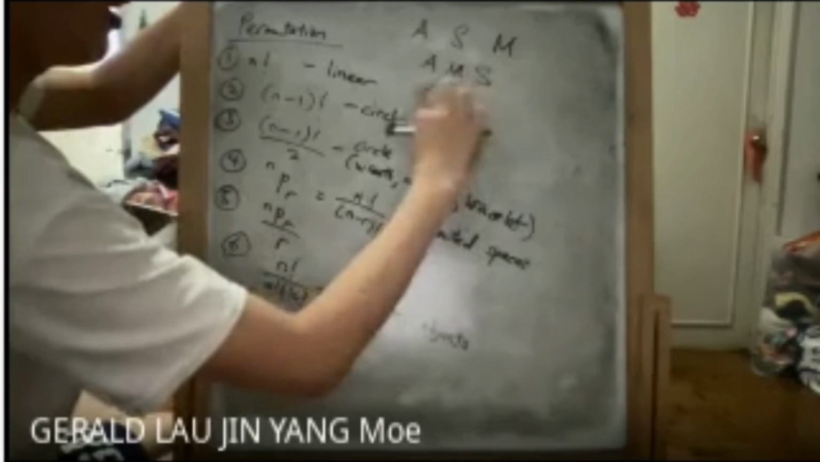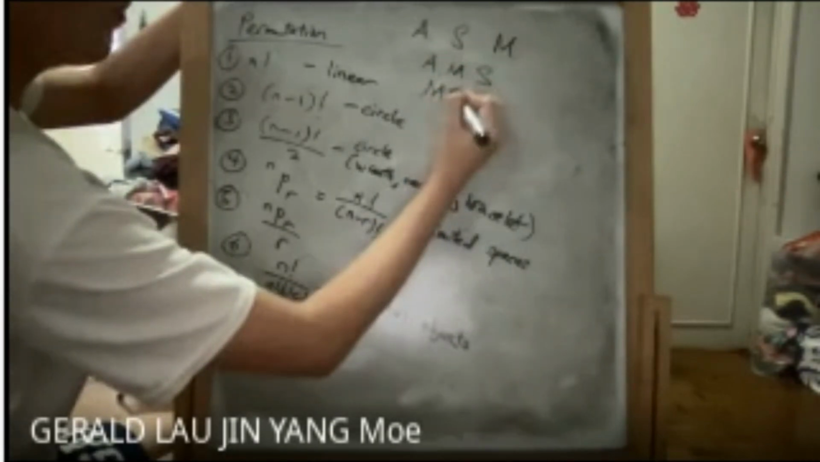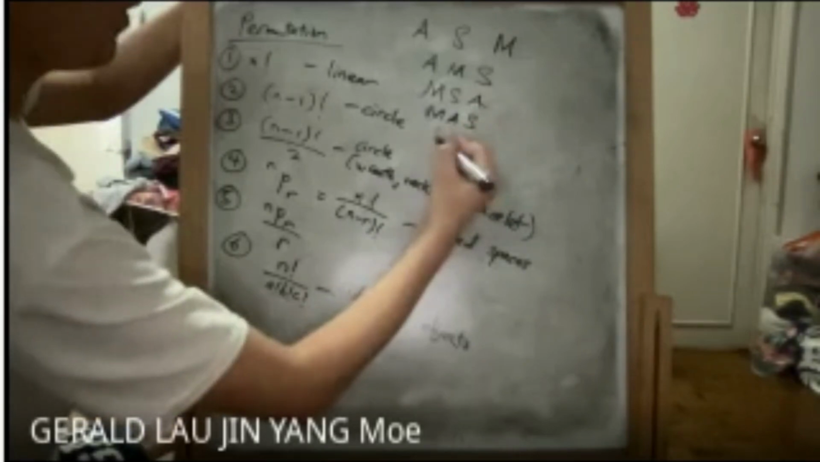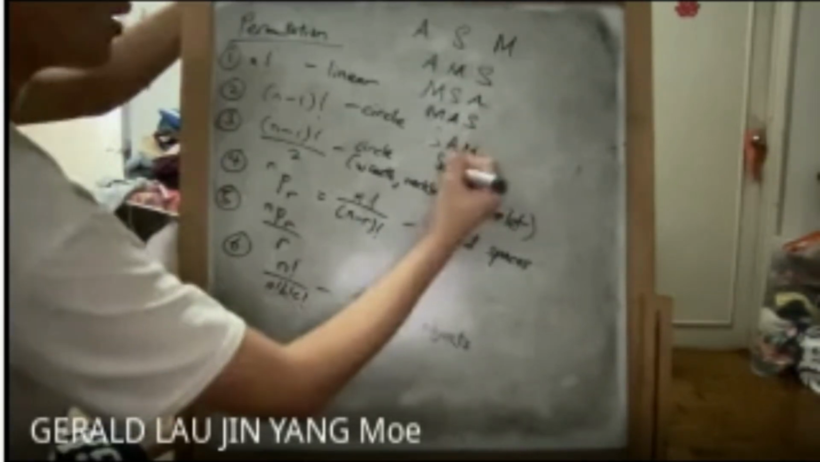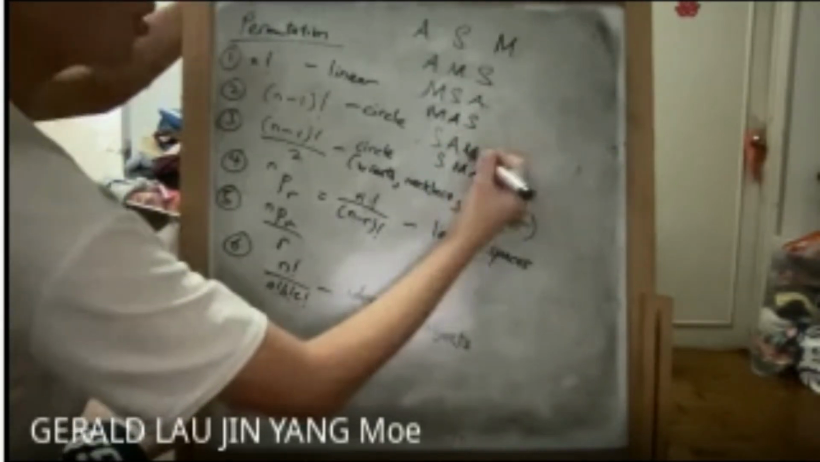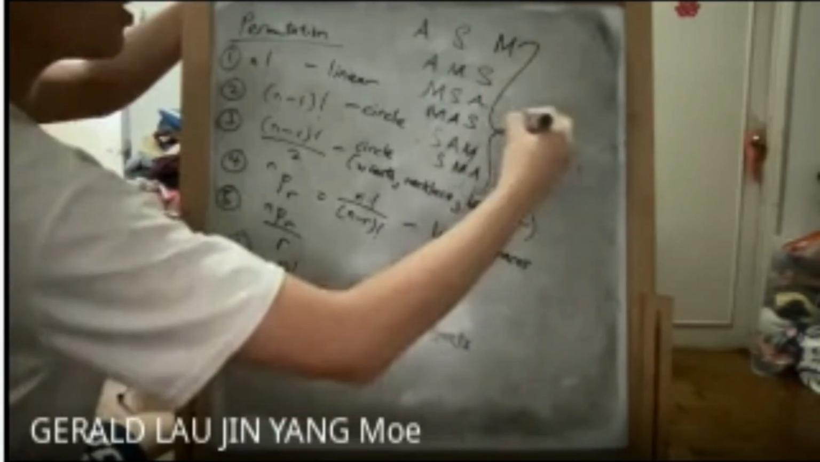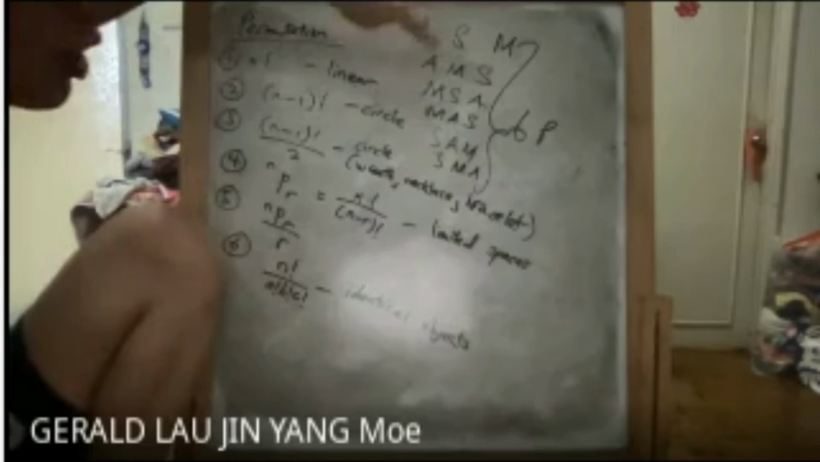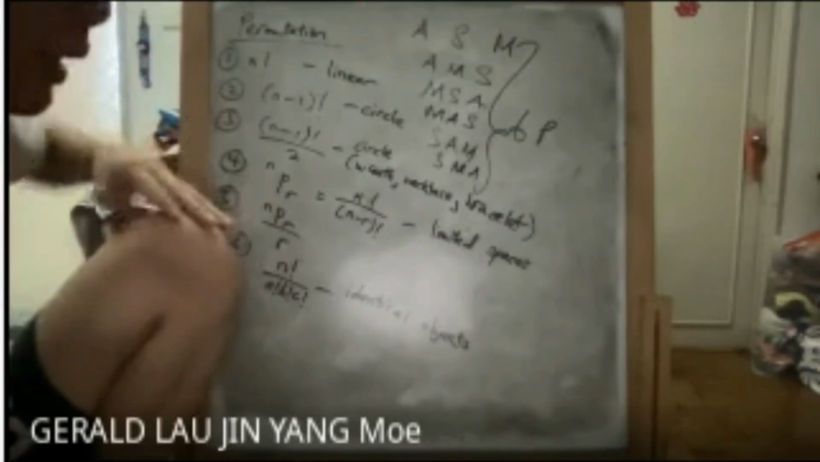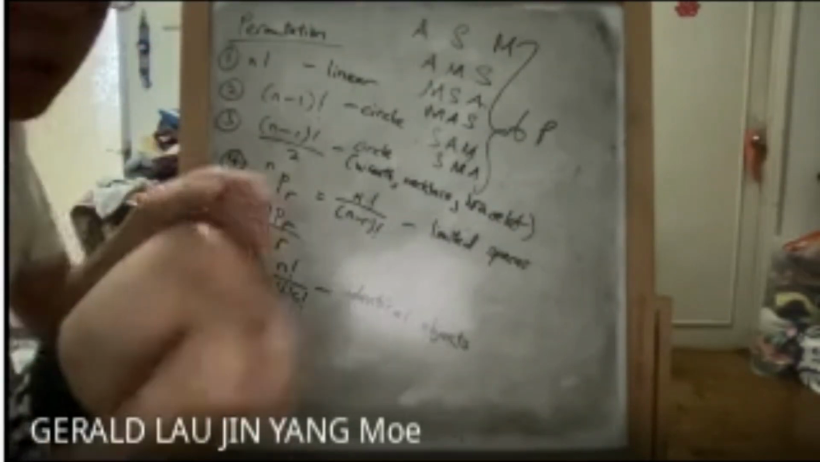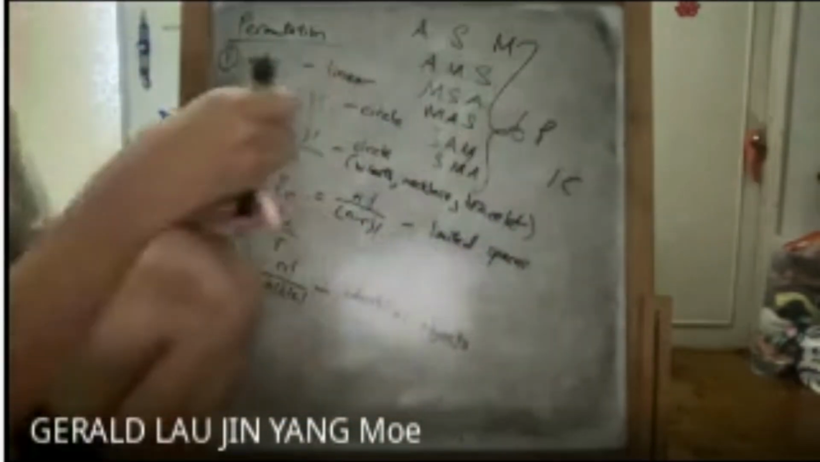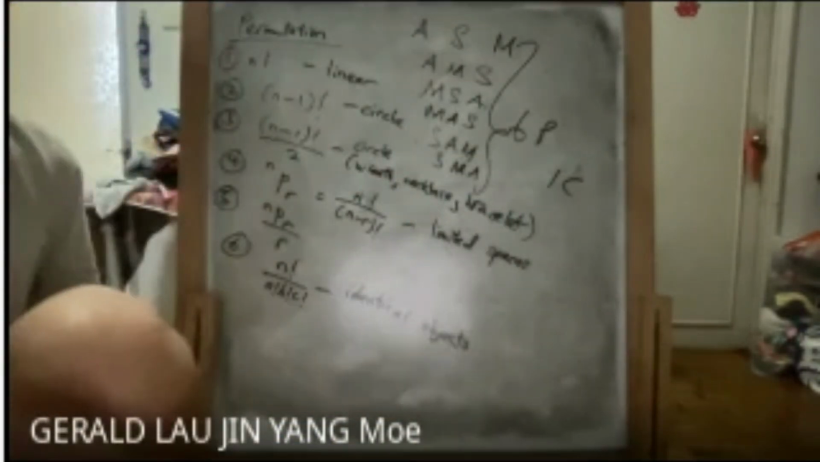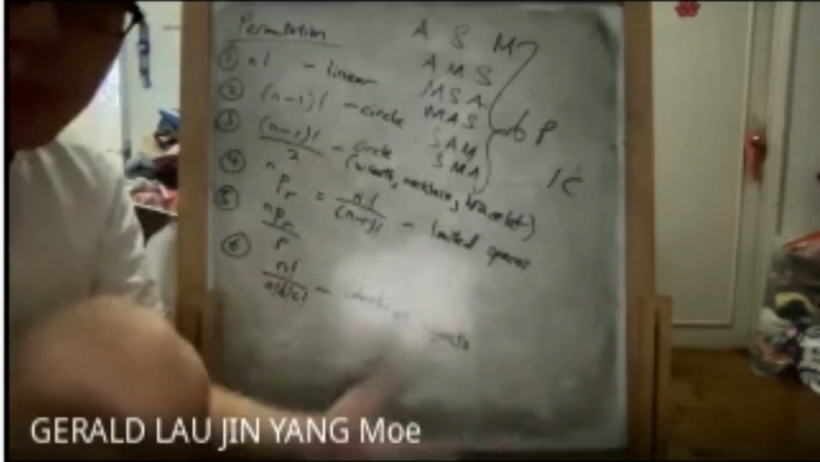You have M, S, A, M, A, S, okay? You have S, A, M, S, M, A. You have 6 possibilities for permutation. But for combination, the arrangement does not matter. So in this case, for combination, you only have one combination because all 3 of them are together in one group. So it's the same.